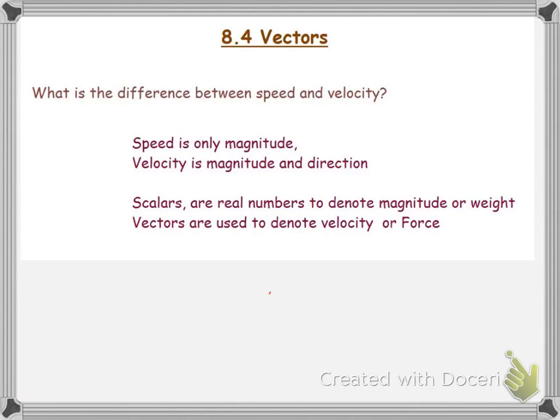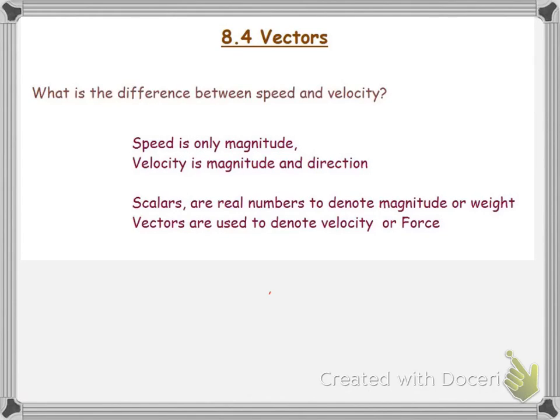So the first thing we talked about was what's the difference between speed and velocity. Speed only measures magnitude, where velocity will measure magnitude and direction. Scalars, which are just real numbers, are used to denote magnitude or weight, and vectors are used to denote velocity or force. And that's what we're going to be looking at, the vectors.